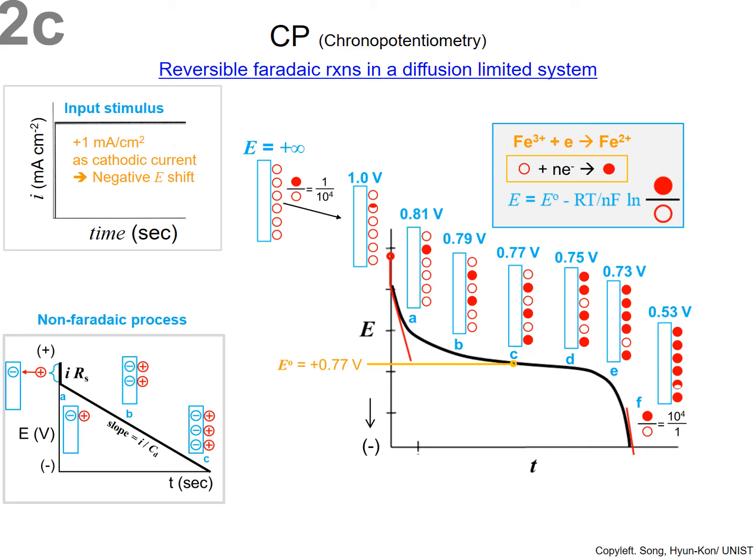Okay, then let's go to the Faradaic case. Here is a reversible Faradaic process in a diffusion-limited system. Of course, the input stimulus of chronopotentiometry is a constant current. Let me assume that I have applied plus 1 milliampere per square centimeter, which indicates the cathodic current. I mean, by using this current, we will induce the reduction process. It means we could expect that the potential would shift in the negative direction. Then what happens to the potential-time curve?